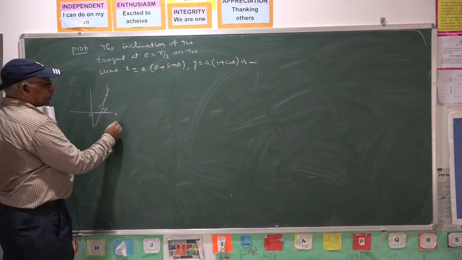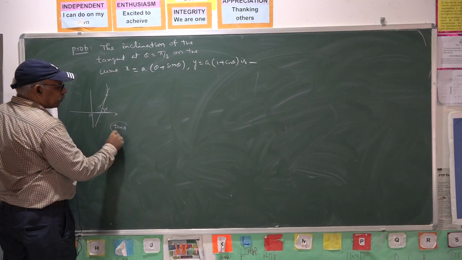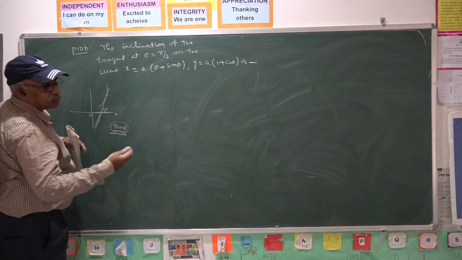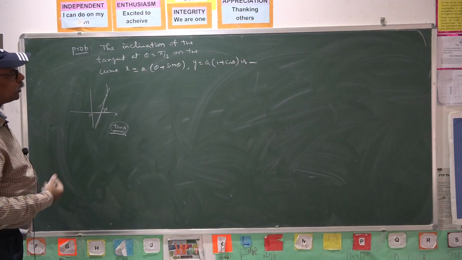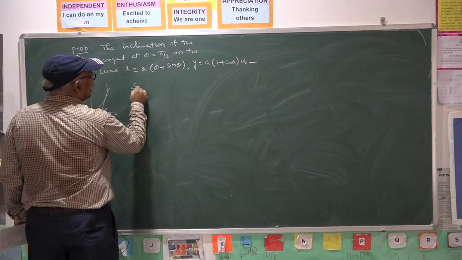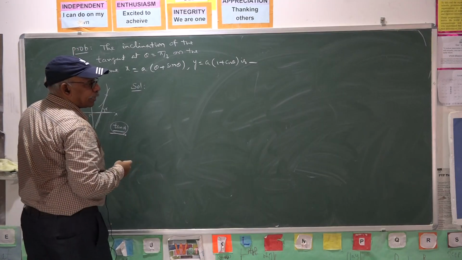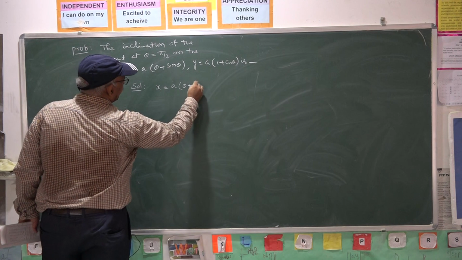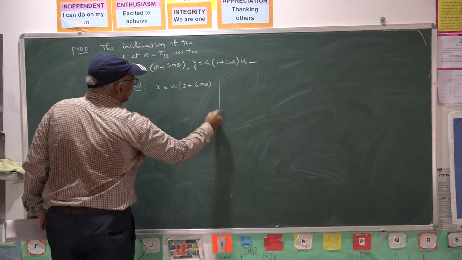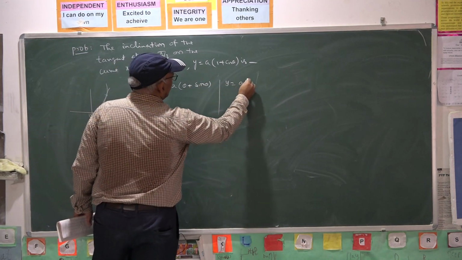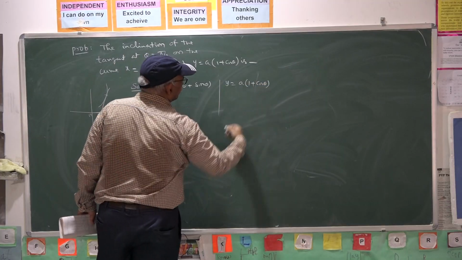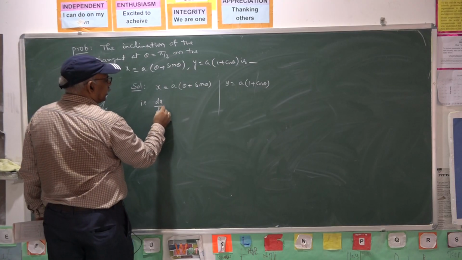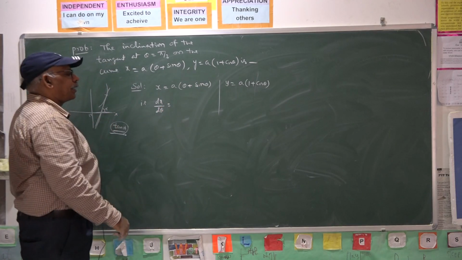So, to get inclination one should find tan alpha, that means slope of the tangent. Once the slope of the tangent is known to us, you can find the inclination. So, at first to get the inclination, find the slope here at theta equal to pi by 3, that is the problem here. The curve is given in its parametric form. So, by parametric differentiation, let us find dy by dx.